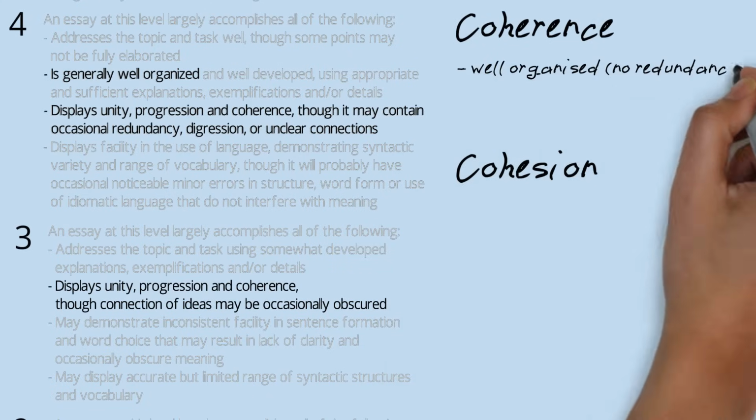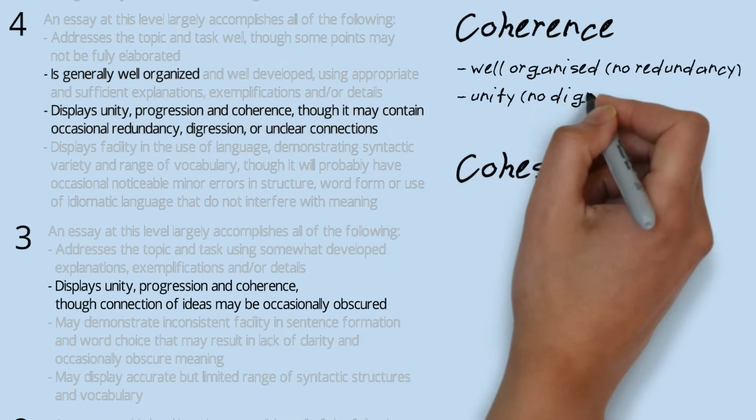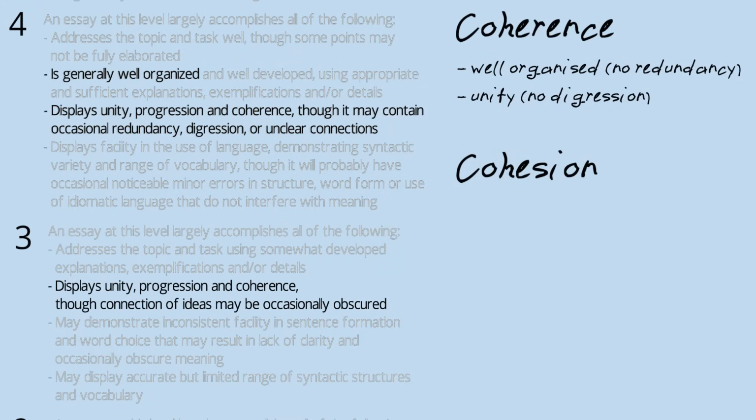So in order to get a good score, we need writing which is well organized, with no redundancy. In other words, we don't have more ideas than we need. And we also need unity, which we talked about earlier, which means having all of the sentences related to the topic sentence. And the opposite of this is digression, when you move away from the topic to something which is unrelated. And we also need clear progression. So again, all of these ideas are ones which we mentioned earlier when looking at coherence.